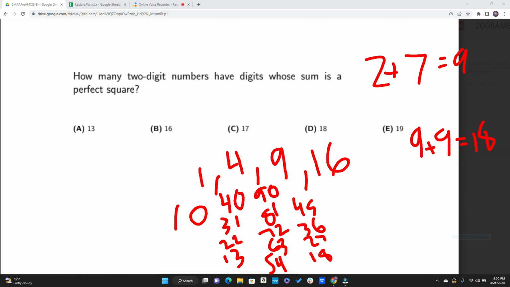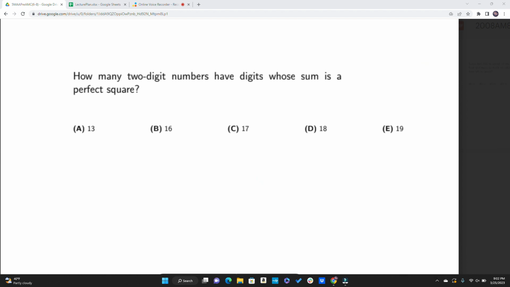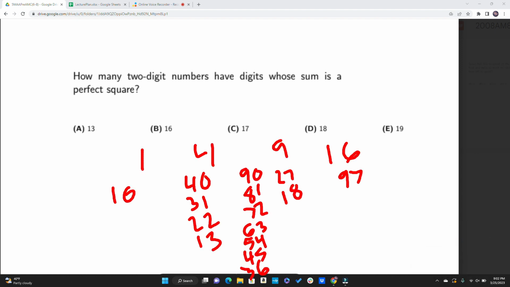Okay, what about 16? Well, we can start with the biggest. 9 plus 7 would equal 16. Oh, shoot. Everything deleted. Okay, 9 and 7. Next one, 8 and 8. And 7 and 9. Right? We can't do any more because then we need 6 and 10. And 6 and 10 is not a two-digit number.